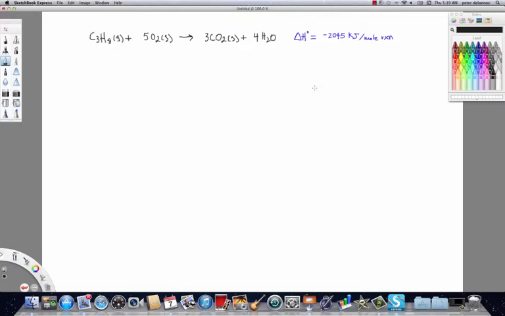Okay, in this video, what I want to do is describe the relationship between a balanced chemical equation and the amount of energy that can either be released or absorbed by that particular chemical reaction. Technically speaking, we're looking at a thermochemical equation. This happens to be the reaction between propane and oxygen.